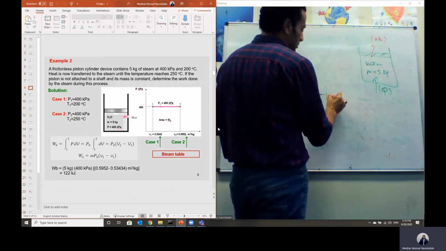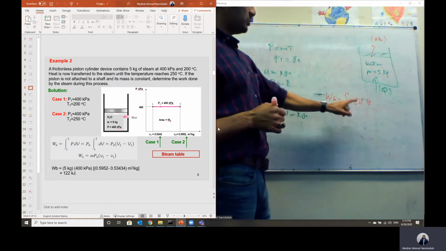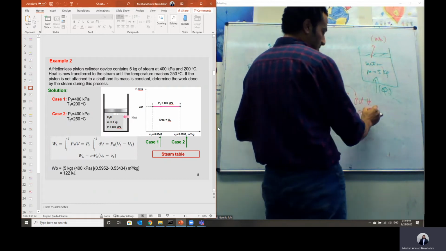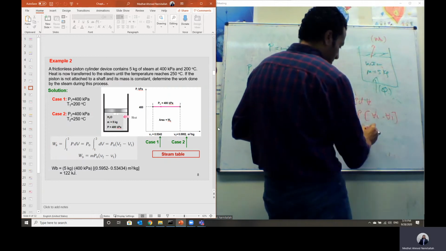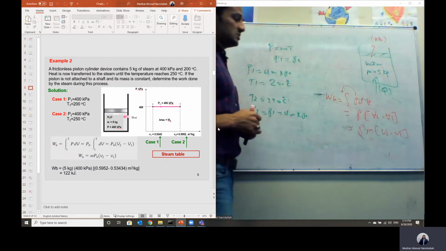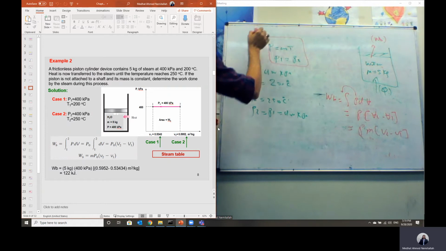The boundary work is equal to the integration of PdV. We said in case of an isobaric process, that should equal the pressure, which we can take outside as constant, multiplied by V2 minus V1, or pressure multiplied by mass multiplied by specific volume v2 minus specific volume v1. As I told you, for any problem, I have to decide first whether the system is closed or open. This is a gas in a piston cylinder device, so the system is closed. So I will apply the first law for a closed system.